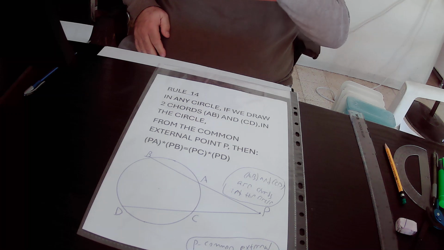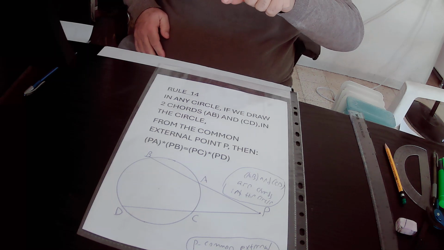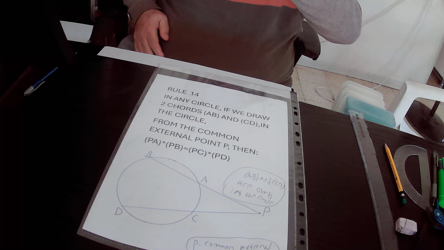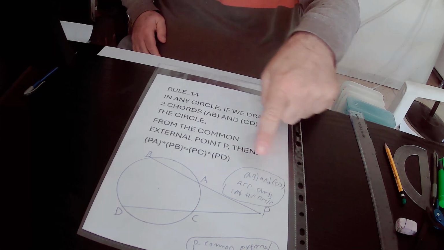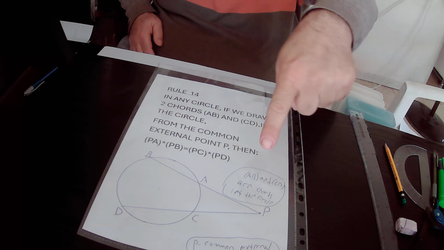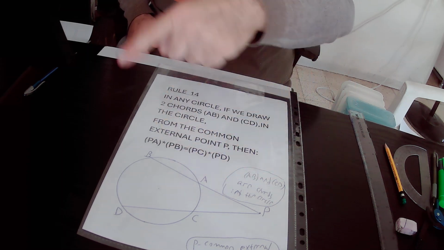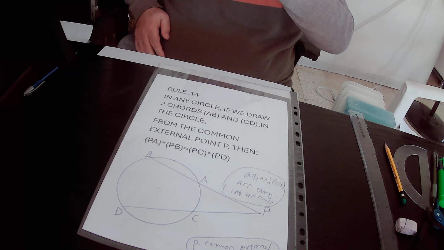According to rule number 14, in any circle, if we draw two chords AB and CD inside the circle from the common start point, point P, then the following equation will be true: PA times PB equals PC times PD. Again, PA times PB equals PC times PD. I repeat again on rule number 14.